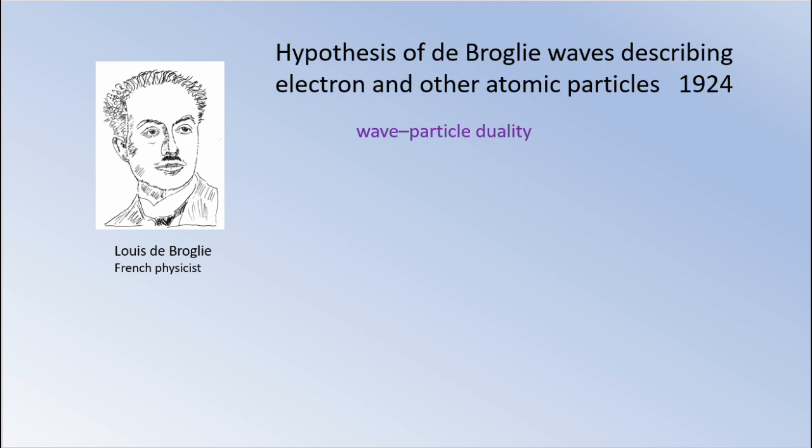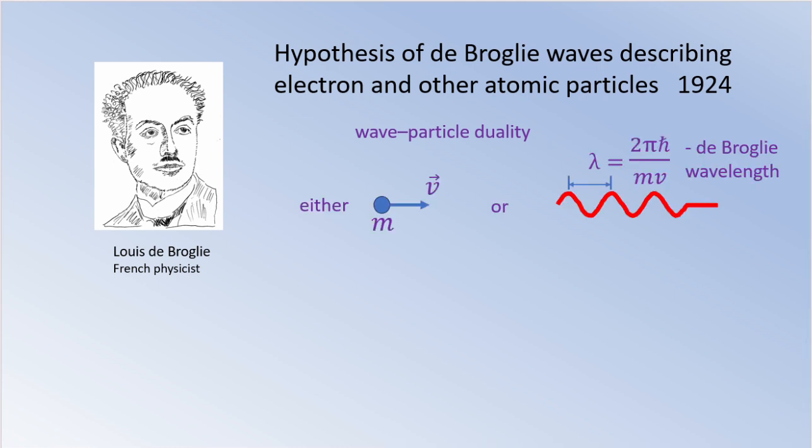In 1924, Louis de Broglie came to the conclusion that not only light exhibits such a quantum wave duality. On the contrary, electrons and other small mass particles exhibit the properties of waves. The corresponding wavelength is inversely proportional to the velocity and mass of the particle.